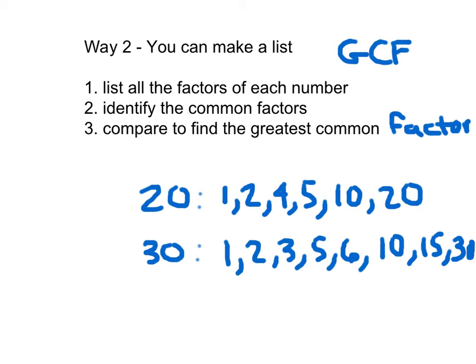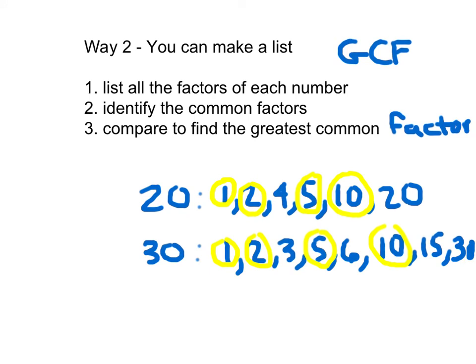And then in step 2, we're identifying the common factors. So what factors do these have in common? Well, 1's common, 2 is common. I see a 3 here, but I don't see a 3 here. And then I also see a 5 that is common. There's just a 10 and 20 here. Oh, there are two 10s still, so we'll go ahead and circle those two 10s. And none of those other ones are common.